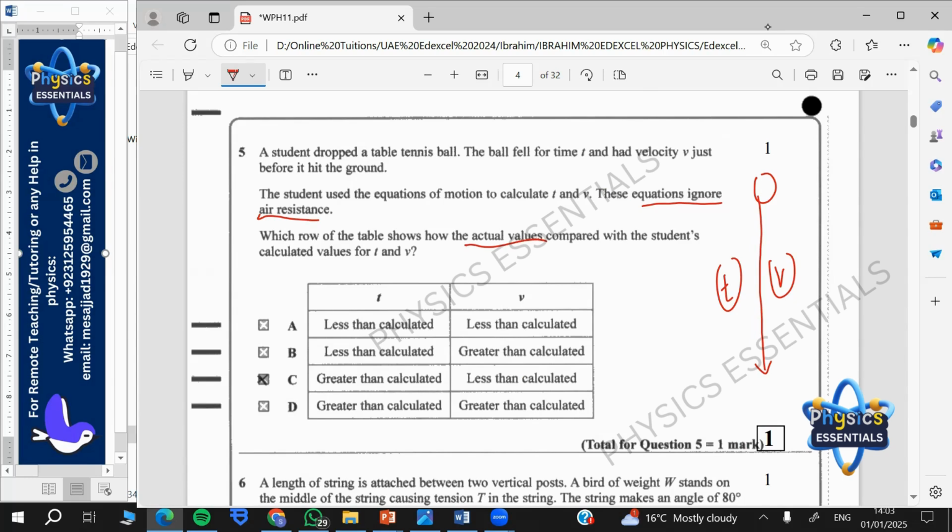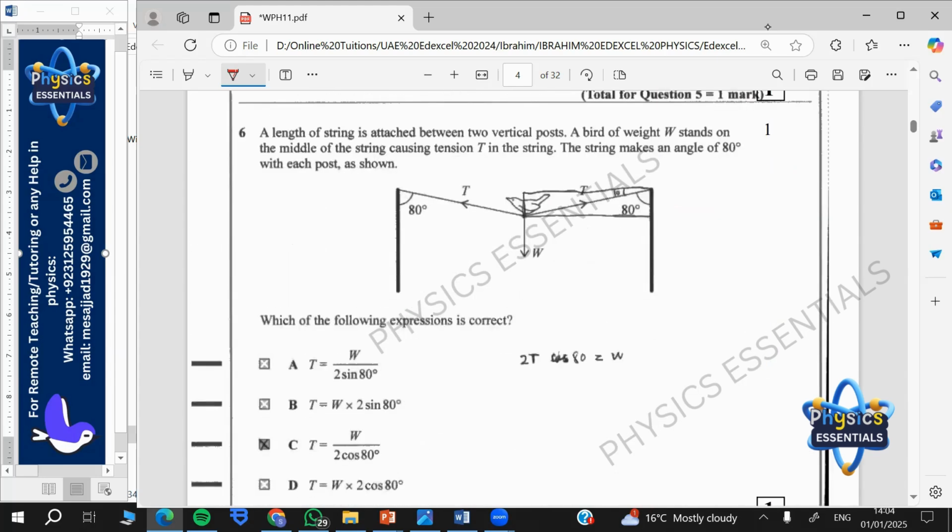So they are saying compare your actual values with the student measured value. So the student neglected the air resistance, but in actual there will be a resistance. Therefore, when there is air resistance, of course it will take a little more time to reach the ground and the speed will be less. Therefore, the option was C. Again, this was the right answer by the student.